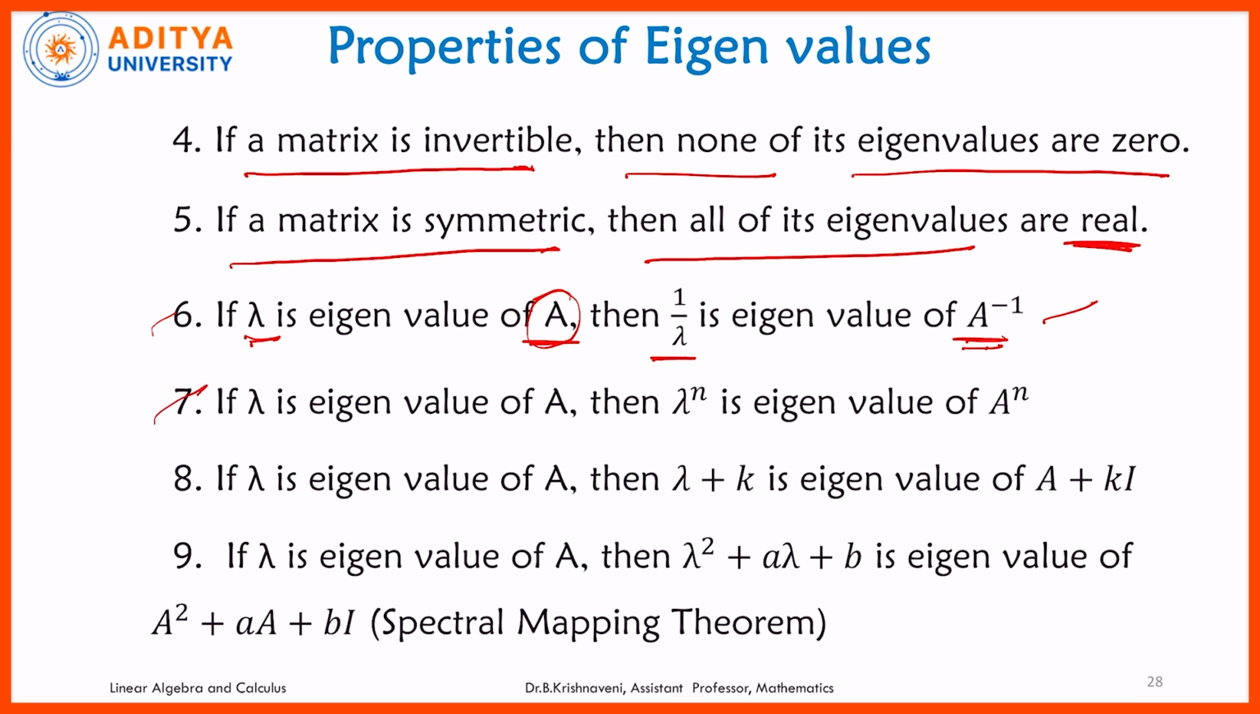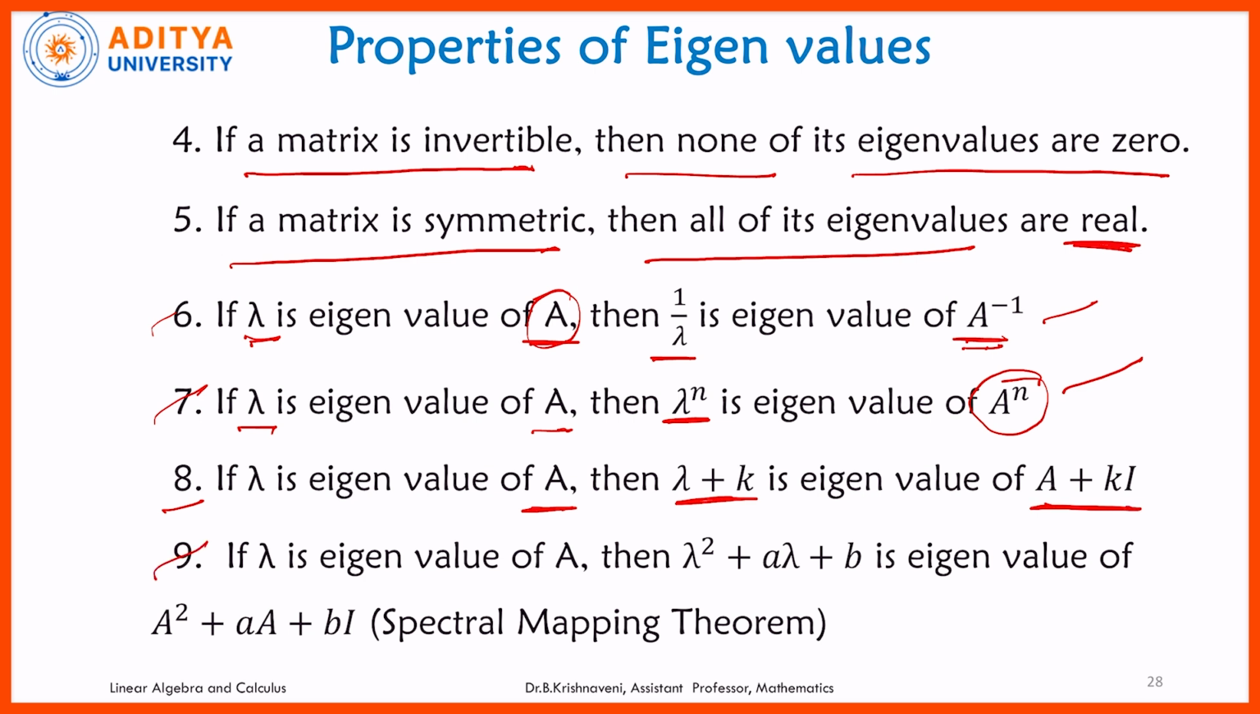Next, the seventh property: if lambda is an eigenvalue of A, then lambda power n is an eigenvalue of A power n. Eighth property: if lambda is an eigenvalue of A, then lambda plus k is an eigenvalue of A plus kI.